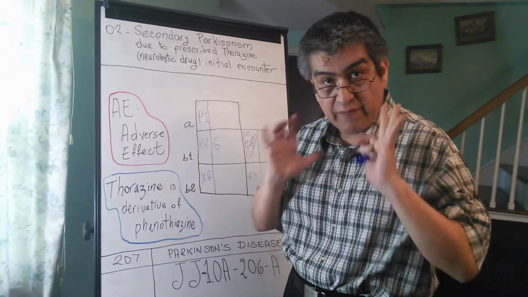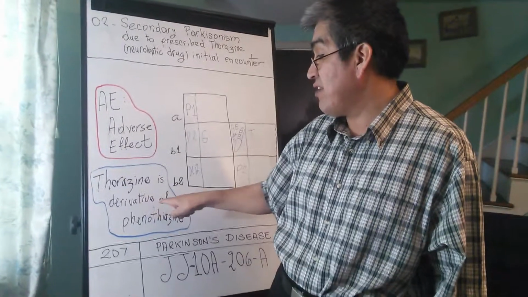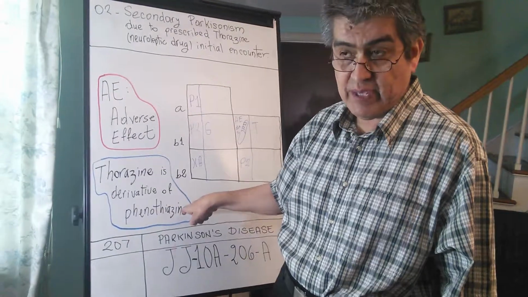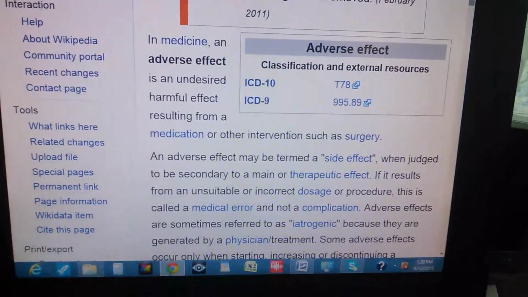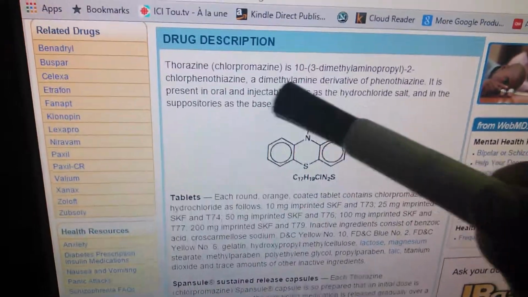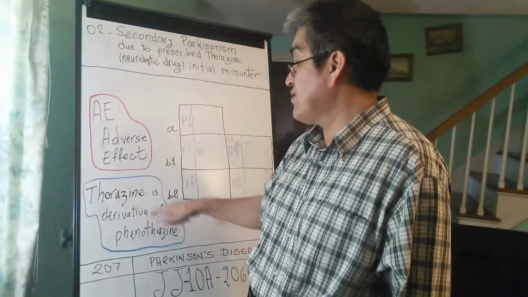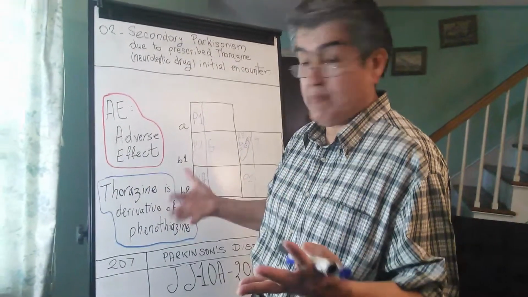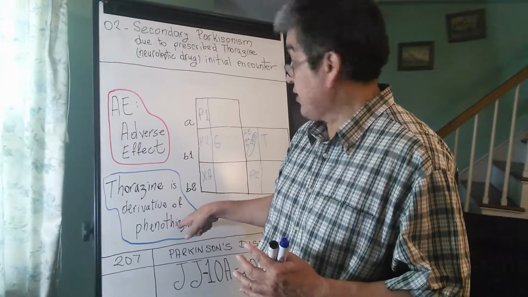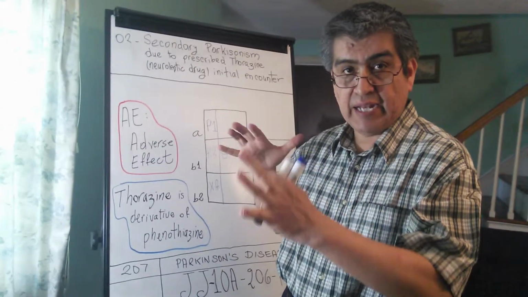The other thing that I want you to have very clear is that Thorazine, which is the drug that we're talking about here, is a derivative of phenothiazine. And we're going to go to the web and prove it to you. And I'm going to read here. Thorazine, right, is a derivative of phenothiazine. So, if in the path we find phenothiazine instead of Thorazine, it is the same thing because this is a derivative of this.